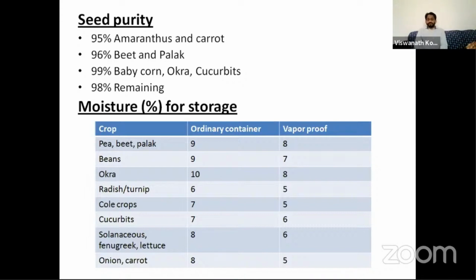How do we reduce the moisture content in fruits and vegetables before storage? For seeds also, we have to reduce the moisture content before storage. The optimum moisture content for various crop seeds, for ordinary containers and vapor-proof containers, I have given here. You can go through this table.